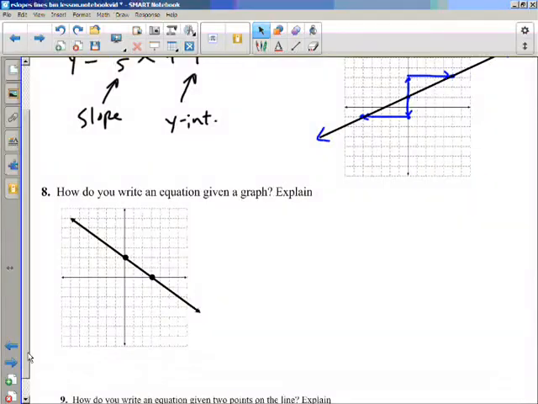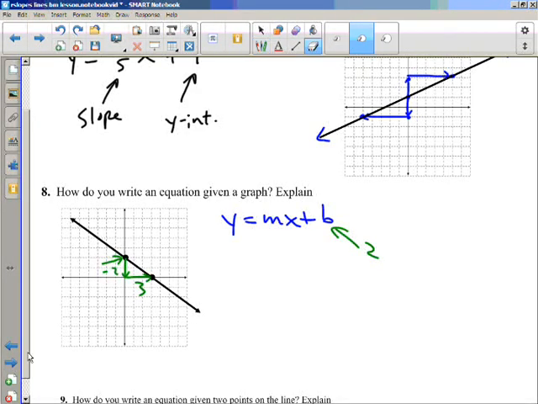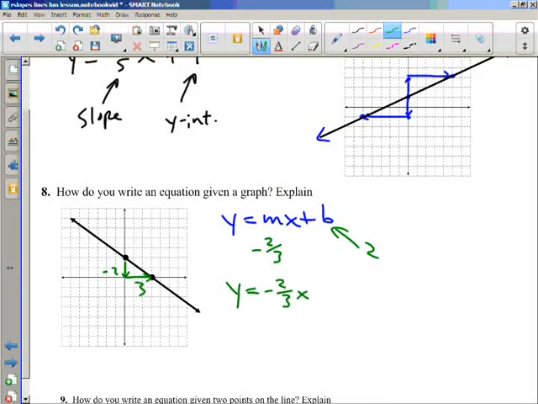How do you write an equation given a graph? Well, here, this is working the other direction. If I have this graph, I could simply identify my y-intercept and plug in the y-intercept and the slope. And it looks like my y-intercept in this case, right here, the value of y when x is 0, is 2. My slope is a rise of -2 and a run of +3. So -2/3. My equation then is y equals -2/3 x plus 2.